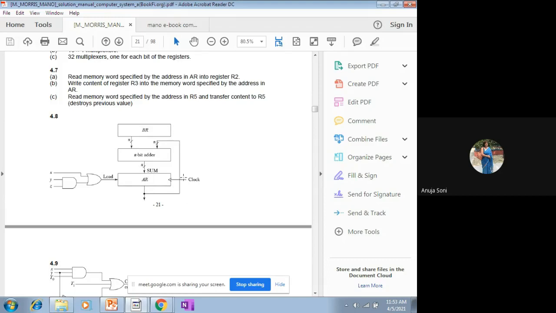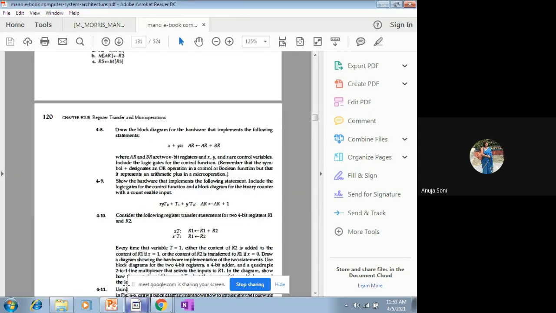And all this is done with respect to the positive transition of the clock. So in parallel to it, you have to show the clock also. And when will this register transfer take place? When this control function is enabled. When it is enabled, it means the load is enabled. So you have to draw the logic circuit diagram of the control function, as well as this register transfer statement with some kind of graphical representation. As a whole, this block diagram will work for question number 4.8.